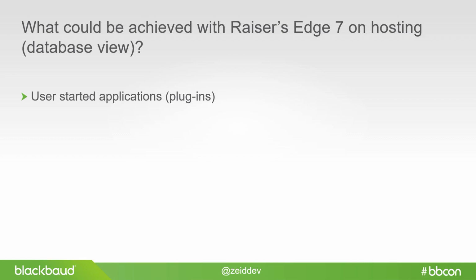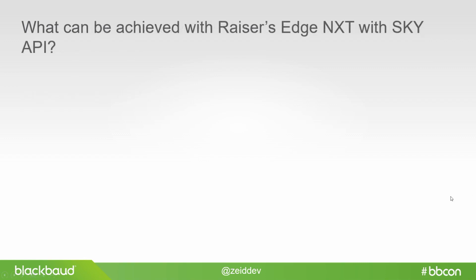So on the hosted environment, Razor's Edge 7, the database view, we're relatively limited. Obviously, Importacular is there, Chimpigration is there, amongst others. But you couldn't go away and write your own plugin and expect that to be in the hosted view. So what can be achieved in that case with Razor's Edge NXT with the Sky API instead?